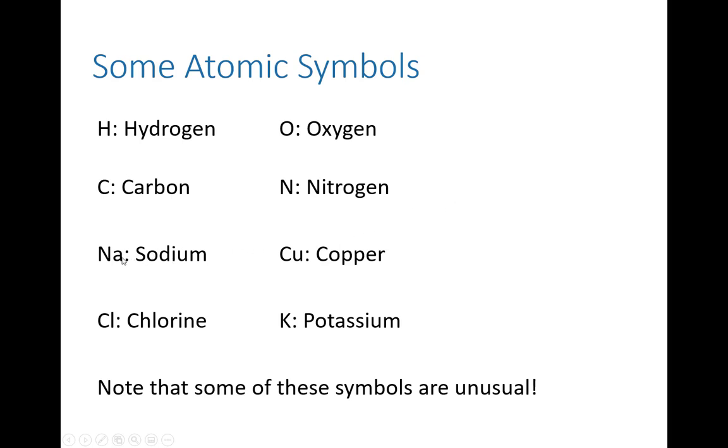Sodium is Na, and there's no N or A anywhere in the name. Copper, with a U, has no U. Potassium has a K, and obviously there's no K anywhere in the word potassium. And Cl for chlorine. And so you'll find that some of these symbols are unusual. They're not done that way randomly. It's because these elements have symbols which are based on their Latin names.